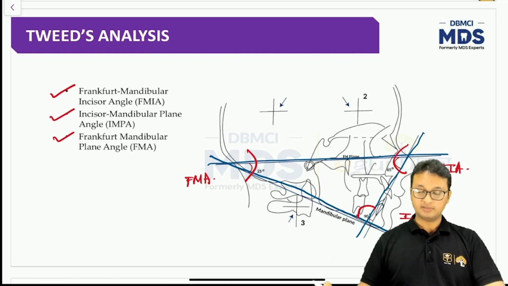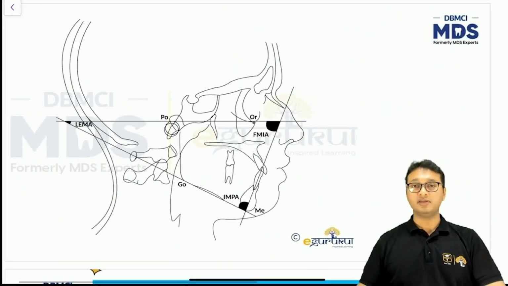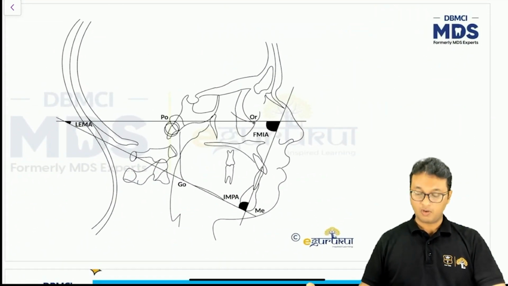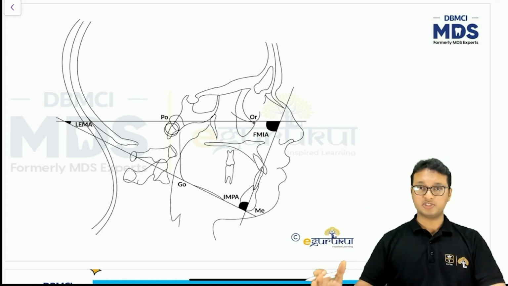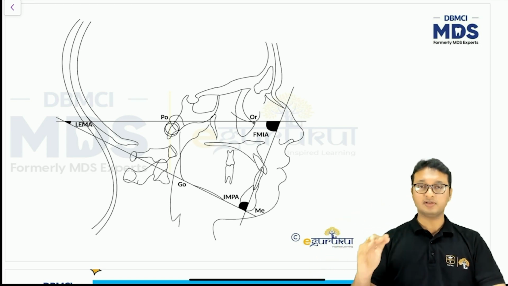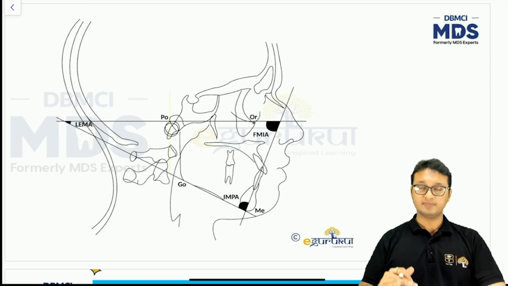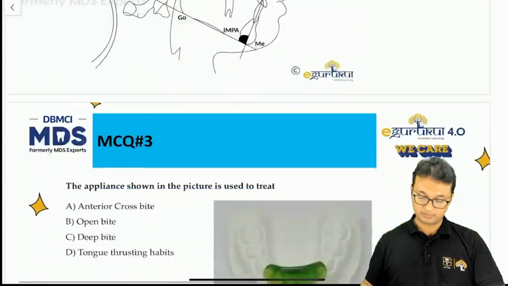So Tweed's analysis is composed of three angles, and it does not show the severity of anteroposterior dysplasia. All it can show is the severity of proclination of the lower anteriors, and based on the severity of the proclination of the lower anteriors, we have different prognosis. So the incisors which are more proclined have a somewhat questionable prognosis, whereas the incisors which are more upright on the basal bone have a lesser tendency of relapse. So we have a better prognosis towards the end of the treatment. That's what Tweed's triangle is all about.